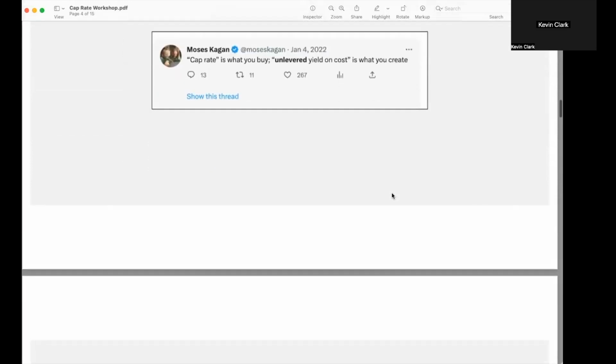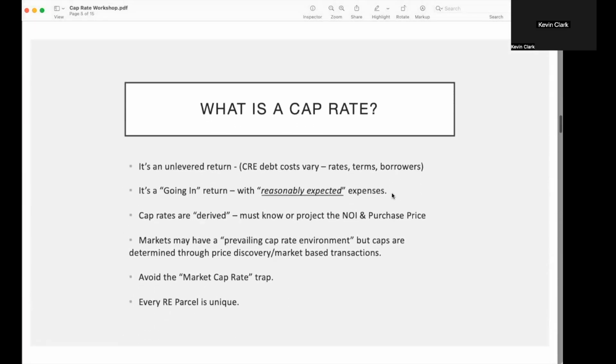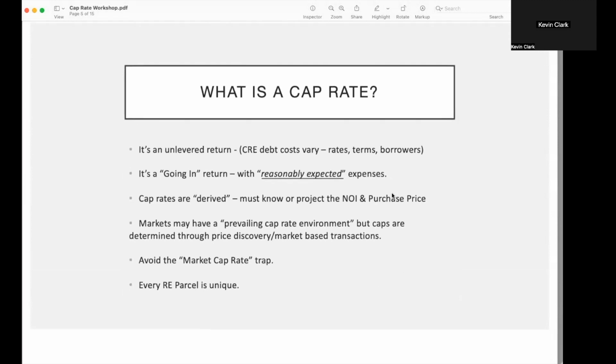And this is an important definition because when we think about a cap rate, it's really a snapshot in time. It's what we're buying. It's what we're looking at. It's what we're analyzing, what we hope the NOI will be on day one, for the first year of ownership, and we're determining our price based on that NOI.